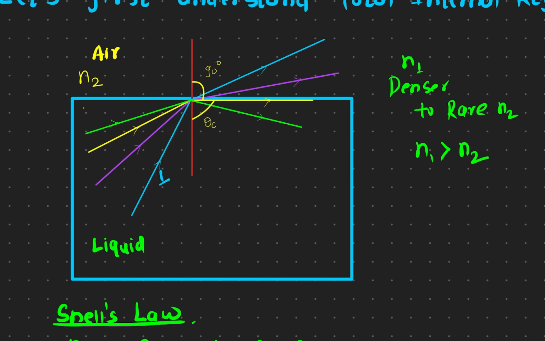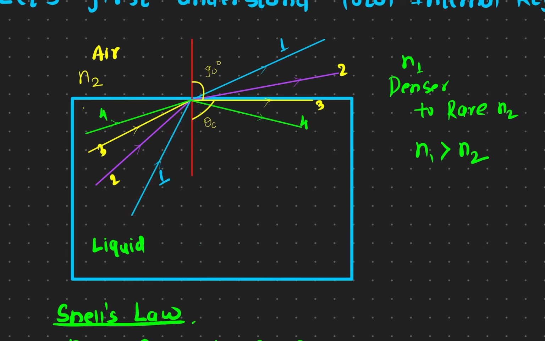In this case, this is the light 1. This is 1, and this is 4. This is 3, and that's 2. So if you look at this light here, it is going from denser medium, and then it will be refracted into the rare medium.